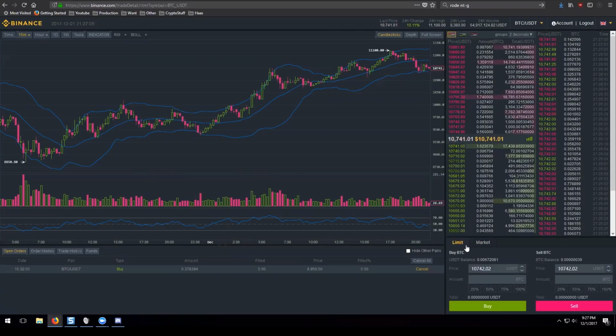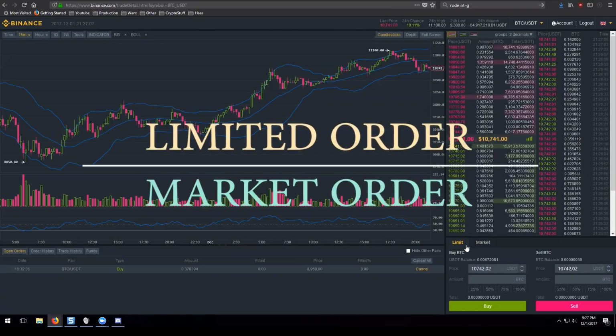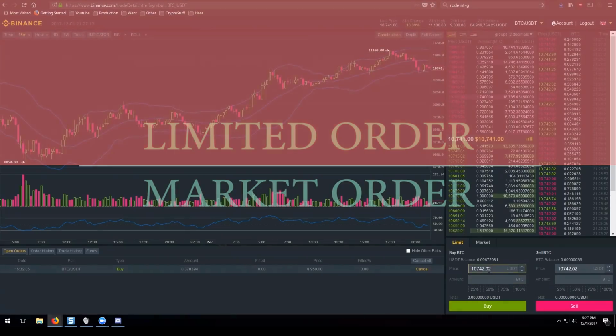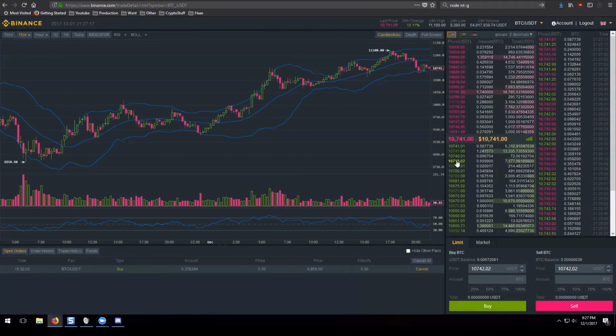Before we continue, let's explain real quick the difference between a limit order and a market order. A limit order is when you want to place an order on the order book. So for example, let's say I want to buy at 10715. I can click that, say I want to buy 5 BTC and hit buy. What will happen is our order will end up on the order book, and we'll see it there at 10715.02, and it will show 5 BTC wanted at that price. Easy enough.